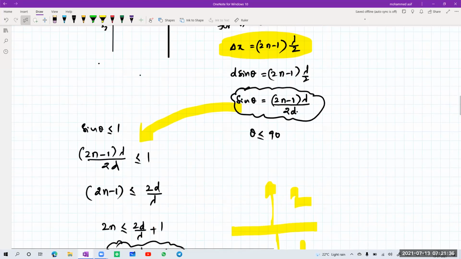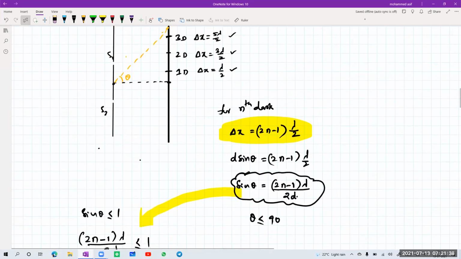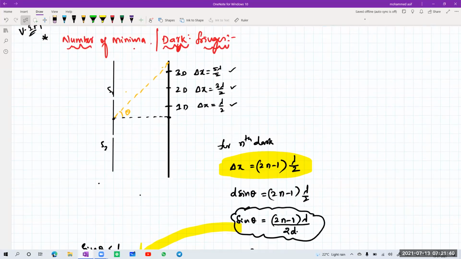If you are having any doubt, please let me know quickly. How do you calculate the number of minima?